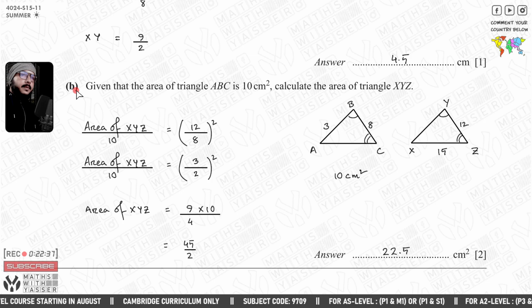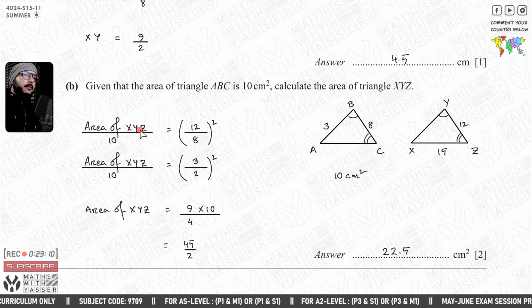In part B, we need to find the area of triangle XYZ. We are provided with the area for the triangle ABC. So area of XYZ, I always suggest that the value that you need to find needs to be placed on the top left side of the equation when you are using the proportion method. That way it is easier for us to find the value for it. So the ratio of their areas must be the square of the ratio of their sides.